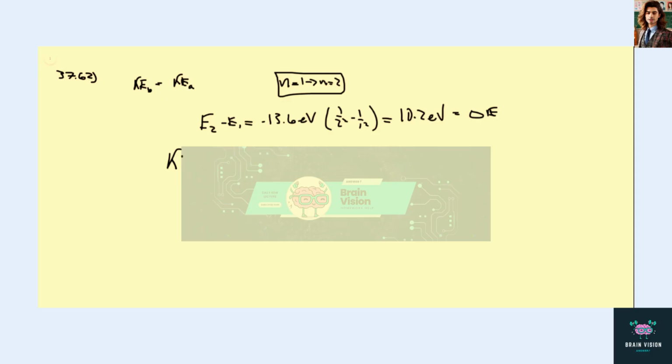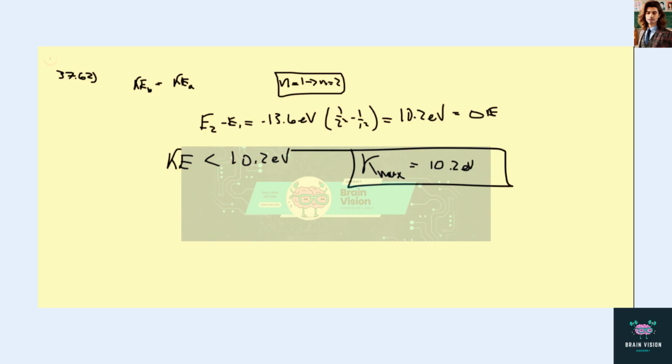So if the kinetic energy of the incoming electron is less than 10.2 electron volts, then it will be fully elastic. So what's that saying? The maximum it can be to keep it elastic is 10.2 electron volts. Cool.